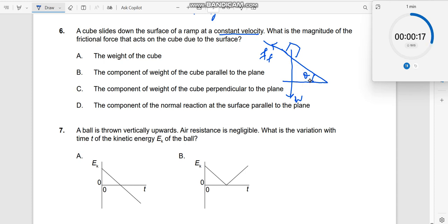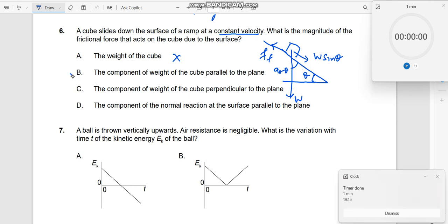If this angle is theta, this angle should be 90 minus theta. Therefore the component of this W will act like this over here, which should be W sine theta over here. So it is not equal to the weight of the cube. This is incorrect. The component of the weight of the cube parallel to the plane, this is the right answer. B is the right answer.